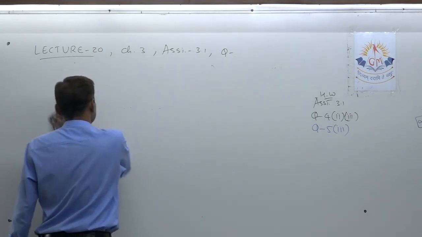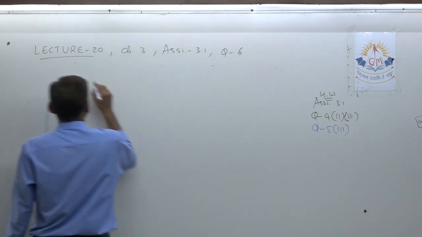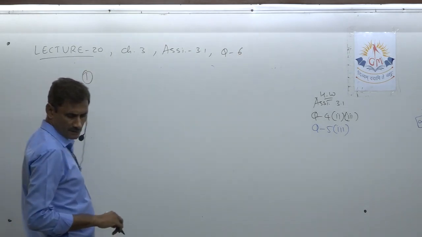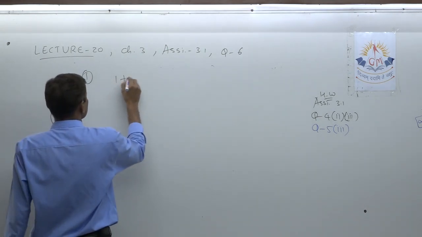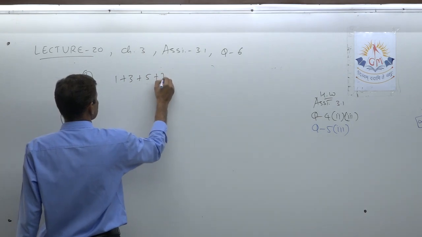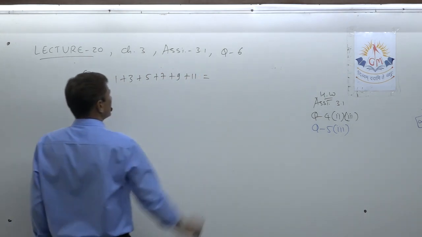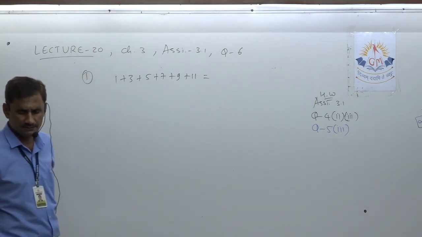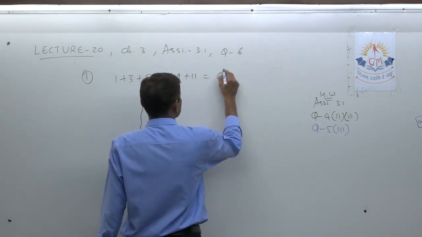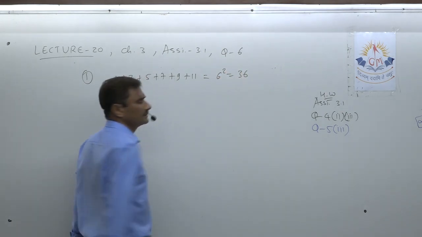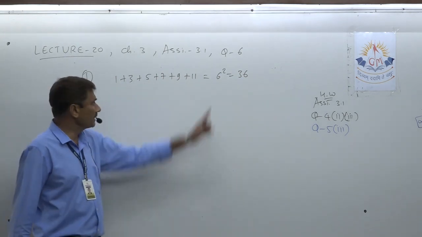In the first one, they have given the sum of the first 6 odd numbers. So 1 plus 3 plus 5 plus 7 plus 9 plus 11 is equal to what? How many numbers? 6. So it is 6 square. 6 numbers are there, so it is 6 square, which means 36. Just count them, not add, and directly make the square.